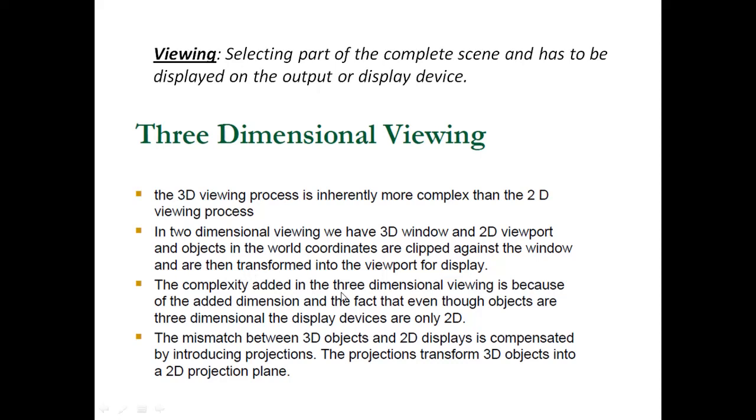Whenever we specify 3D, it includes three coordinate axes: x, y and z. If it is 2D, it is only the x and y axes or coordinates. So including one more coordinate axis, z, is the added complexity. Even though we are using 3D, the display device is 2D only. That is the main complexity.